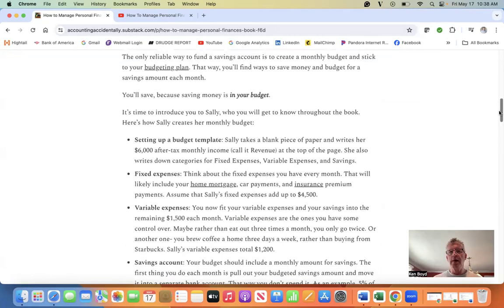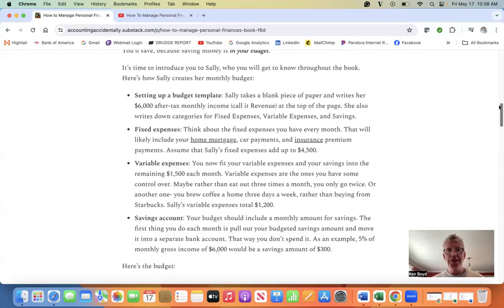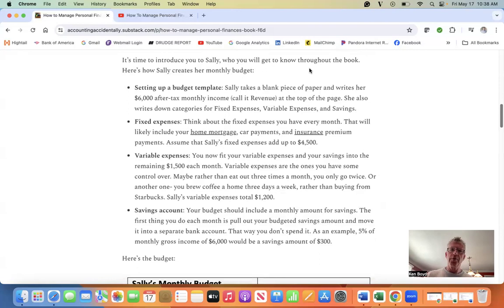The only reliable way to fund a savings account is to create a monthly budget and stick to your budgeting plan. That way, you'll find ways to save money and budget for a savings account each month. You'll save because the amount is written down in your budget. It's a real thing. So it's time to introduce you to Sally, who you'll get to know throughout the book.